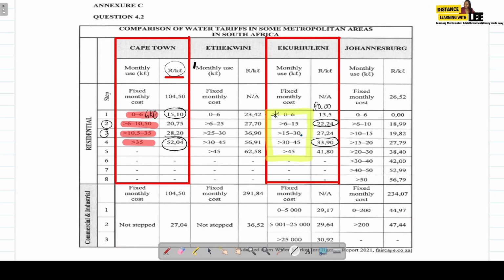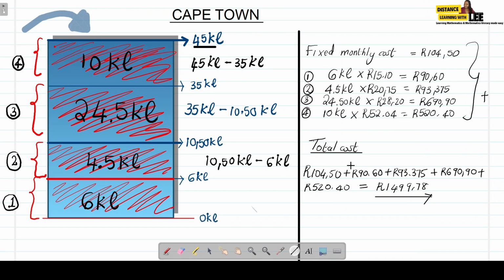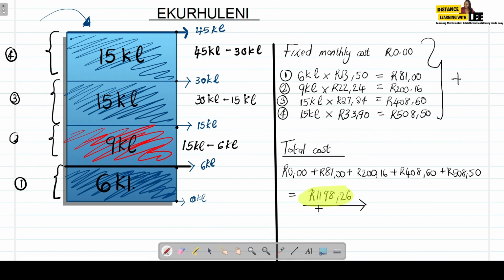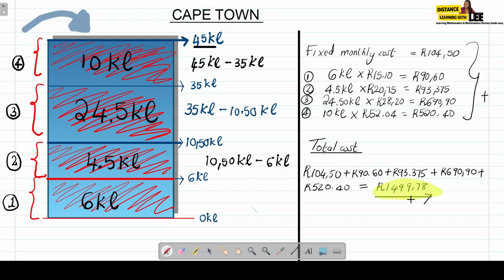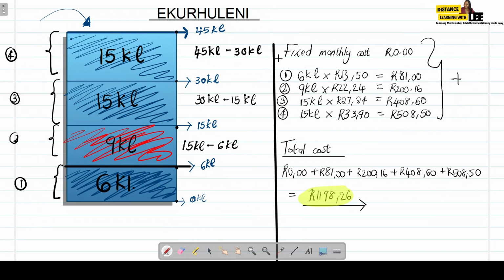So now what we basically need to do here, right? We need to take the amount that we got for Cape Town. Okay, so if we take that 1,499.78, right, that he would pay if he stayed in Cape Town, and we minus that with the 1,198.26 that he would pay if he stayed in Ekurhuleni, that would basically give us the difference, or how much more he would actually pay if he stayed in Cape Town, right? Because I'm sure you can see that the amount that he pays in Cape Town is more than how much he would pay if he stayed in Ekurhuleni, right? So we need to take those two amounts and we subtract them from each other, right?